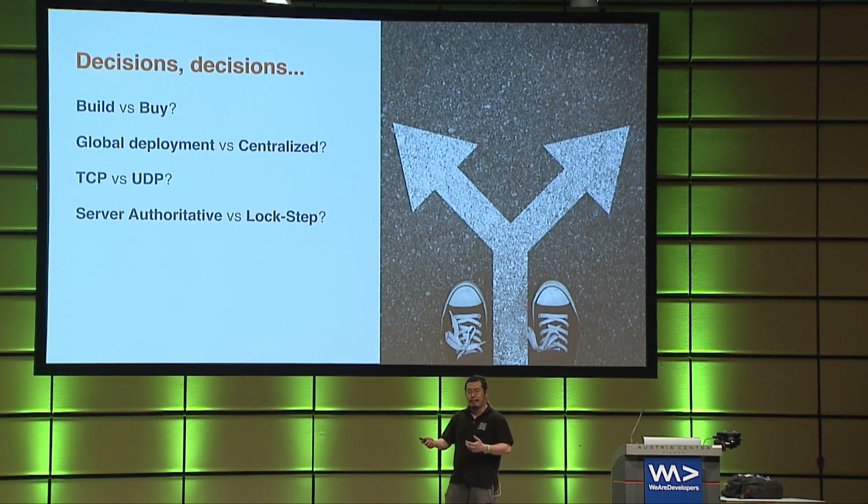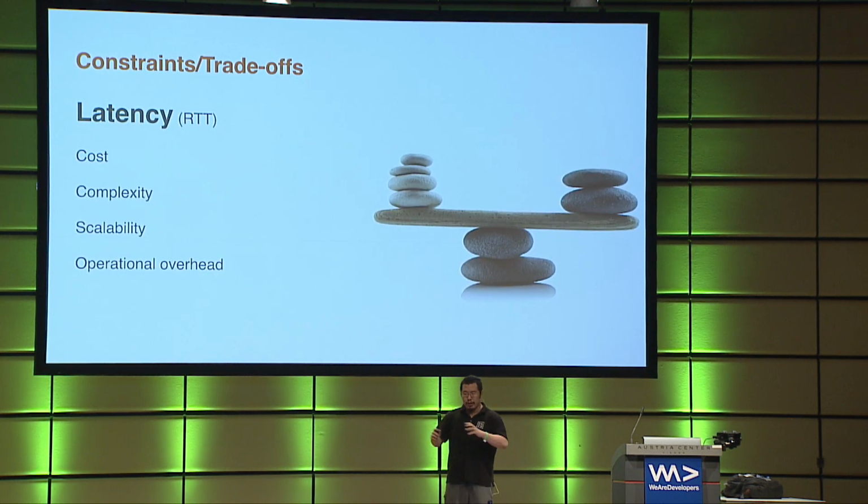And along the way, we had to make all kinds of decisions, different trade-offs. Do we use some off-the-shelf solution to do this networking for us, or do we build our own? Do we use TCP, or do we use UDP? And do we want to have just all of our infrastructure in one region, or do we need to have a global presence?